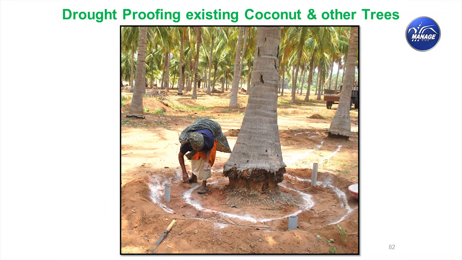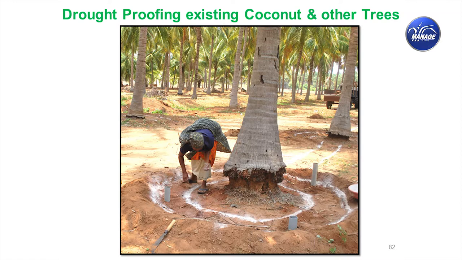And I told you that existing trees also can be protected. By the side of the existing tree, you have to draw a small circle, leaving a space of about 1.5 to 2 feet from the edges of the main trunk. Then start drilling some 3 to 5 holes.